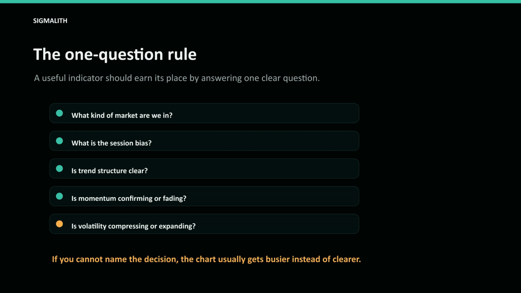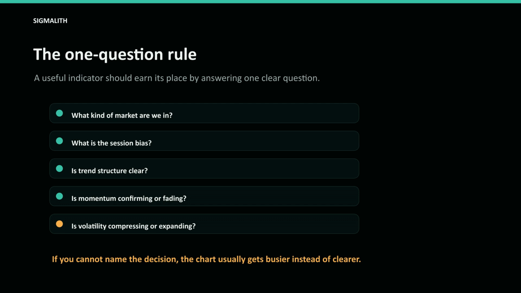Before looking at any indicator, ask one question. What decision am I trying to improve? If you cannot answer that, adding another tool usually makes the chart busier, not better. A useful indicator should earn its place by answering a specific question. Not 5 questions, not every question, one clear question.